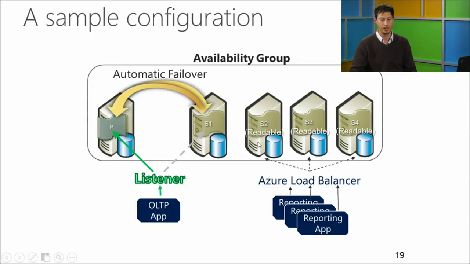And then, you're probably wondering what these readable secondaries are. You can have multiple readable secondaries. And if you have, for example, one or more reporting applications that need to use your data, you can move those reporting applications into your readable secondaries. And you can do things like configuring a load balancer in Windows Azure, and then you can load balance all those requests for the reporting applications across all the readable secondaries. So it's a very powerful way of how to scale out your application, for example, in the cloud.